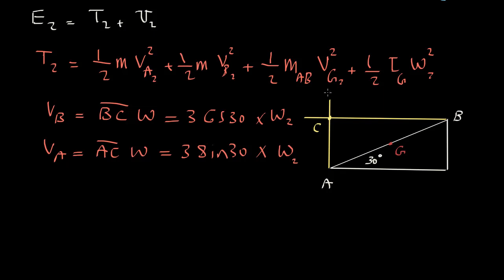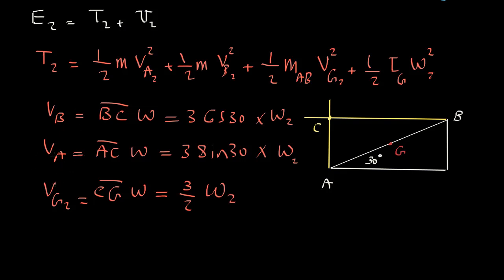And for Vg, Vg2 is equal to Cg times omega, and again we can use our little geometry trick here, which is that Cg should be half of AB, and therefore this would be 3/2 times omega 2. So the kinetic energy in the second state would be a function of omega 2. And when we find omega 2, we can substitute it back into this equation and find VA and VB.